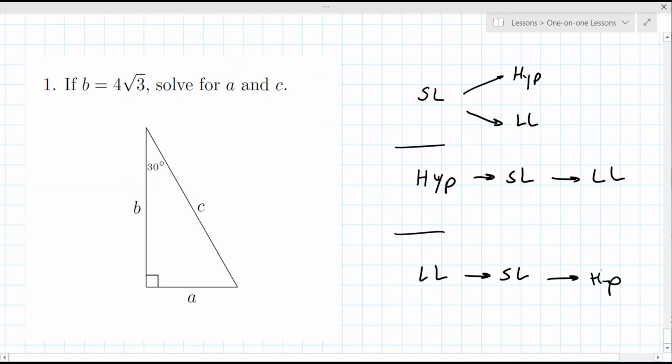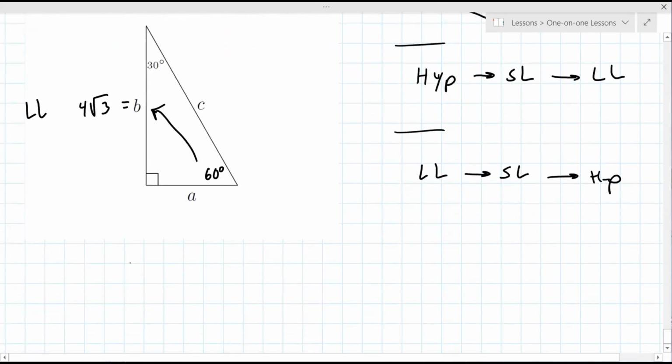But I'll talk you through this, and this picture may not make any sense, but it will after you've worked through a bunch of these. You actually will totally get what I'm talking about here. Okay. So here I'm giving you 4 square root 3 as B. This is the long leg because it's across from 60 degrees. And just like with the hypotenuse, you set the long leg equal to its reference side, x square root 3.